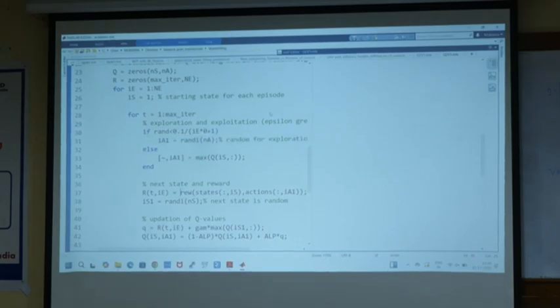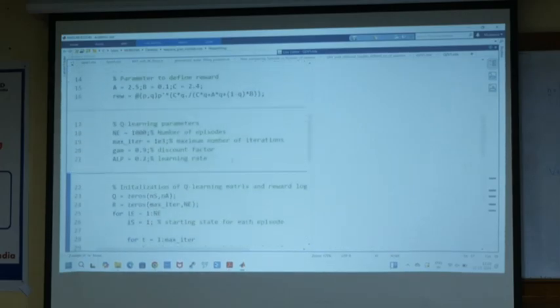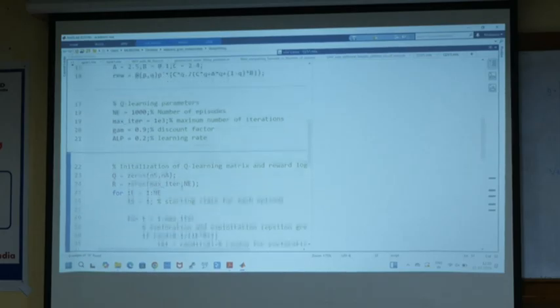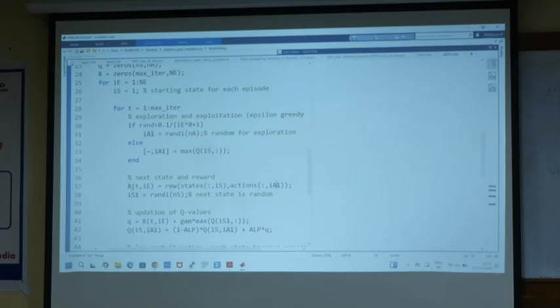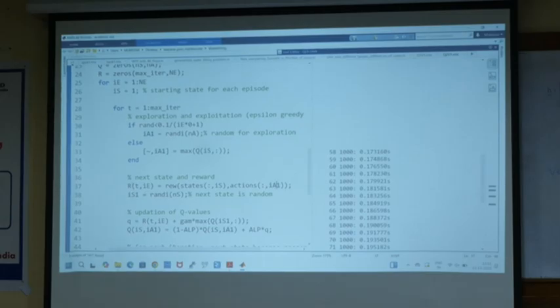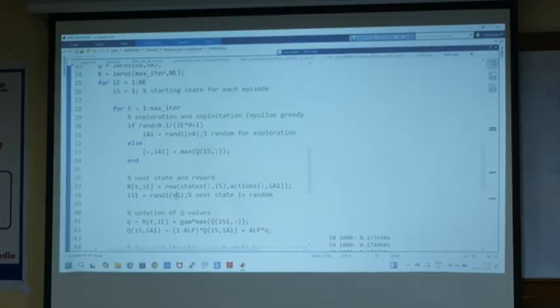Then the reward. After you have chosen the action, you will get two things: one is the next state and the other is the reward. The reward I have defined using this function P and Q here. I have to supply the next state P and my action Q, and it will give me the reward. So from the current state I took this action IA1, and I will get this reward. The next state I have chosen randomly here.